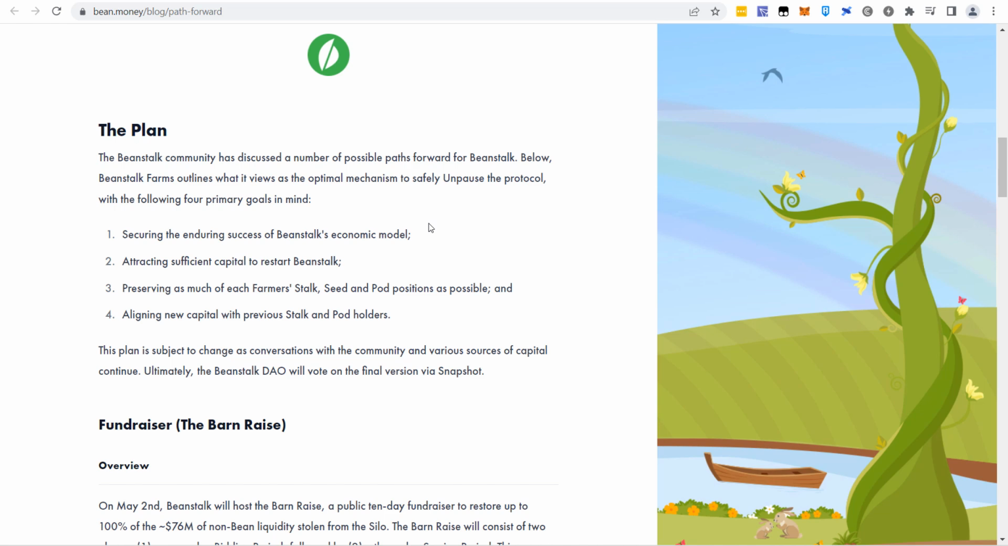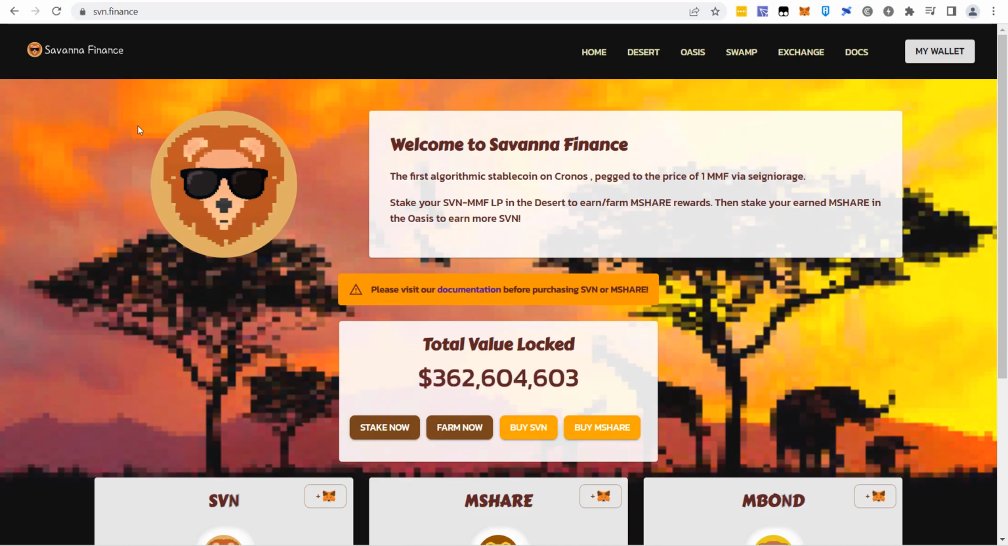I'm going to give you a quick Beanstalk crypto tutorial, showing you how the whole Beanstalk protocol works, how the Bean crypto works. And we're going to do this by first looking at something like Savanna. This is a typical algorithmic stablecoin. They're very risky, but you can make a lot of money with algorithmic stablecoins. I'll show you why here in a moment.